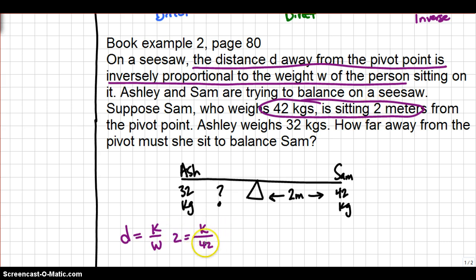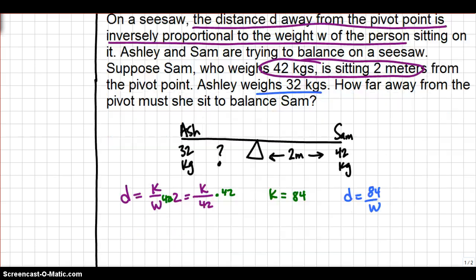So now we're going to solve that for K. On both sides, we would multiply by 42, and so K ends up being 84. The next step is to substitute that 84 into your original equation. So 84 over W.